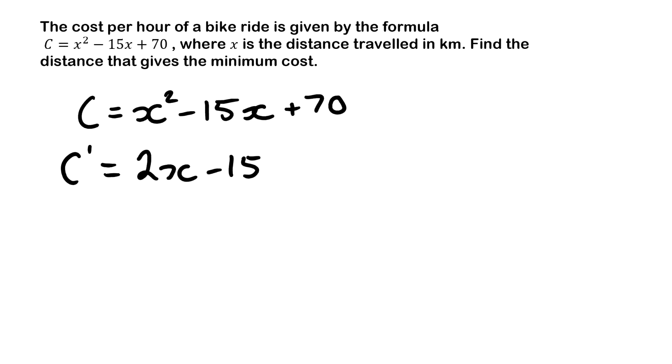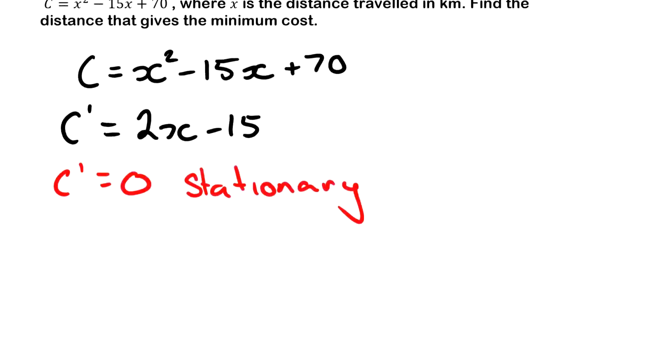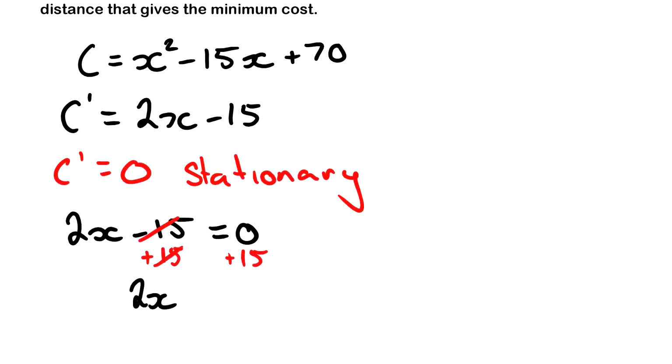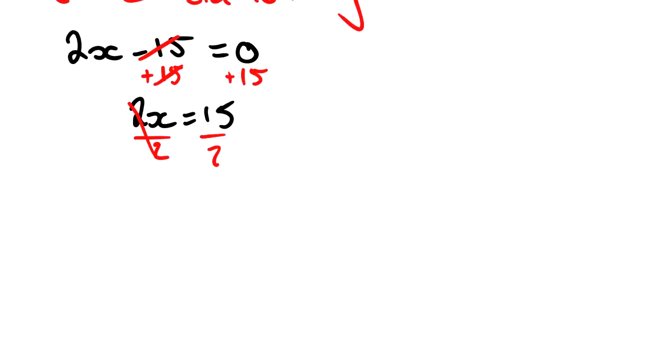And at this point, we want to find our stationary points. So remember, your stationary points are in that differentiation. The first derivative is equal to 0. So knowing that, we can say that 2x minus 15 equals 0. And then we rearrange it to find what our x is. So we get x equals 7.5.